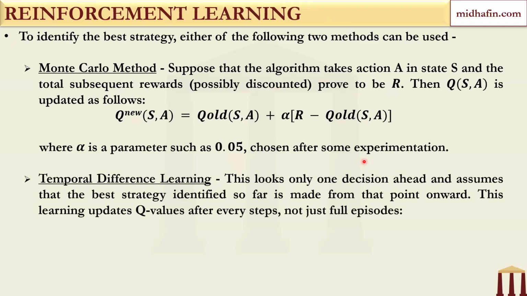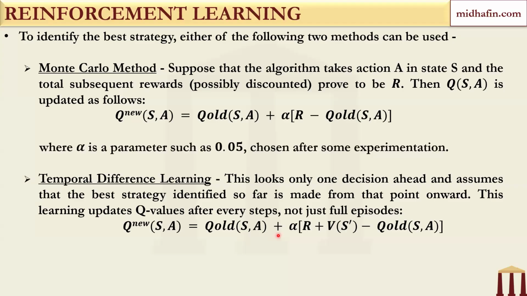Then you have temporal difference learning. It only looks one decision ahead and assumes that the best strategy identified so far is followed from that point onwards. This learning updates Q values after every step, not just full episodes, and this is the formula for temporal difference. I think R is the reward in the next step. I'll check that in the next example.